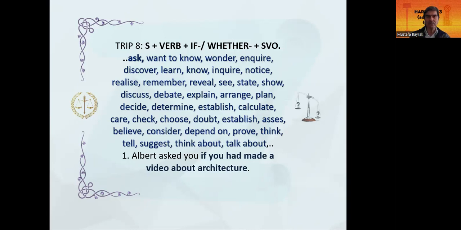Now, these are specific and certain verbs that we can produce noun clauses after them or by using them. For example, Albert asked you, just imagine, Albert asked you a question. So Albert, subject, asked, verb, you, object, and if you had made a video about architecture, so this if clause is again the second object. One of them is the direct object, the other one is the indirect object.